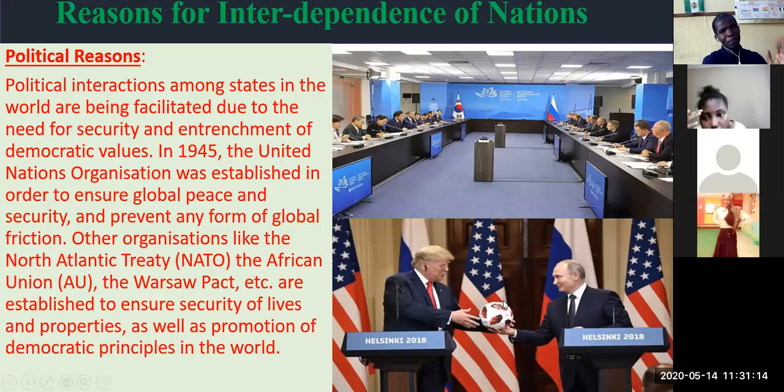What I'm trying to say is that if you look at the first image here, all the people you see surrounding the table are from different countries, discussing how to ensure global peace. And if you look at the second image, you see Donald Trump of the United States of America and Vladimir Putin of Russia, exchanging what? An agreement based on how to build a relationship on political ground between America and Russia.